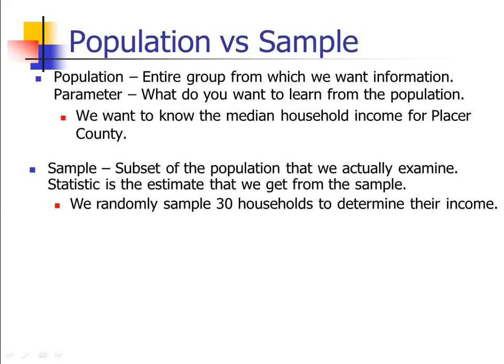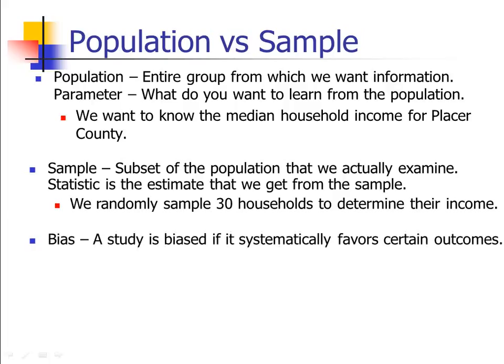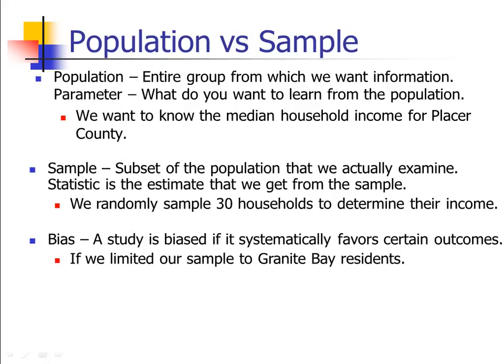Now, sometimes you can actually introduce bias. Bias would systematically favor certain outcomes. So you're not going to get an actual representation of what the real data is because it was biased. Where bias comes in is, let's say, if I wasn't careful about my survey and I did all my surveying of Granite Bay residents. Well, this is certainly not going to be a representative sample for all of Placer County. So that would introduce bias. I would not get an accurate measurement for what I'm trying to measure.